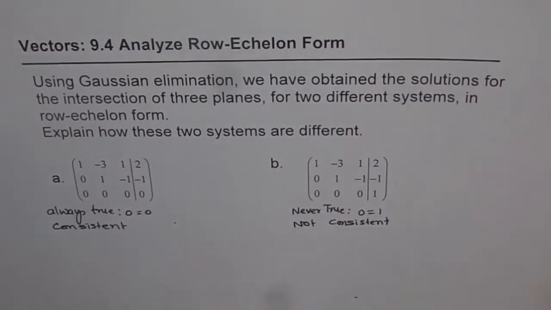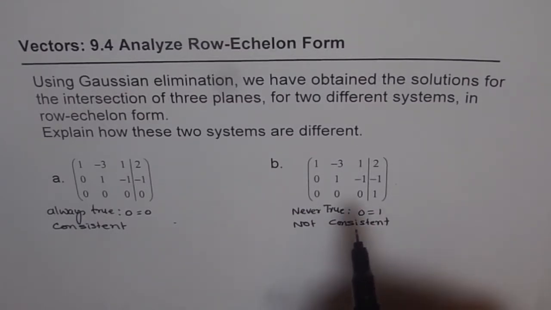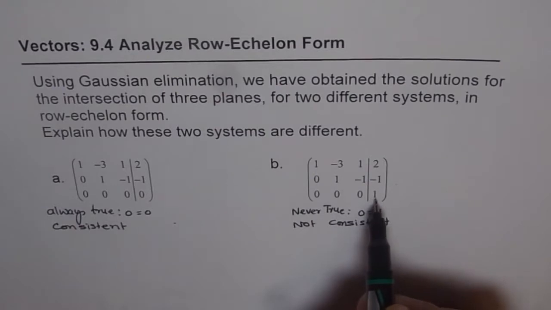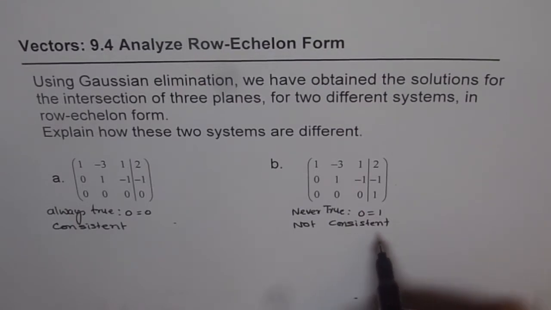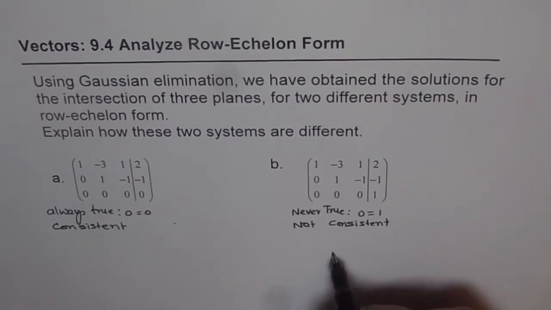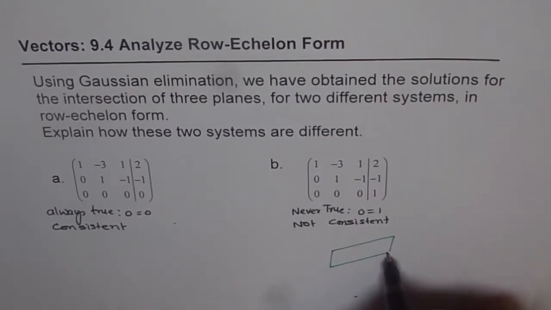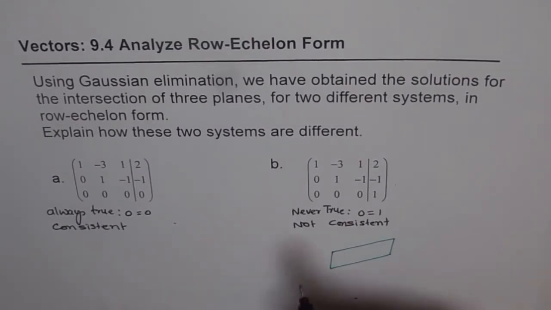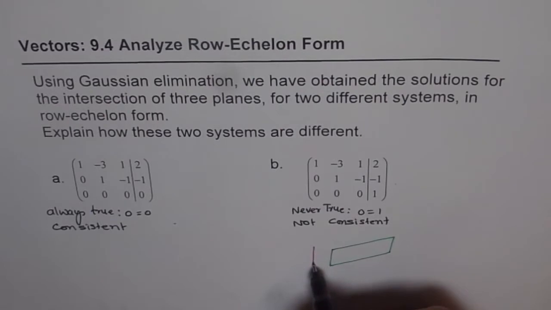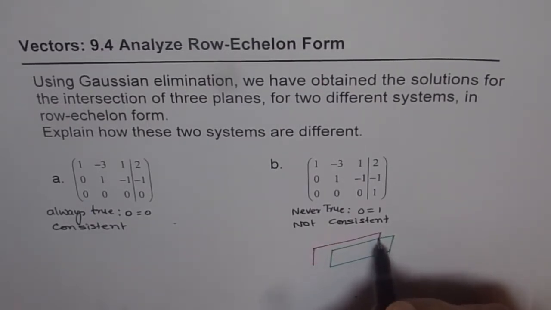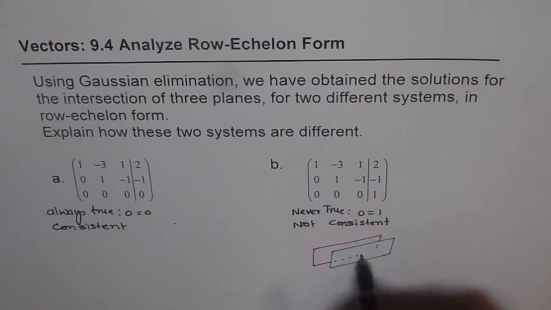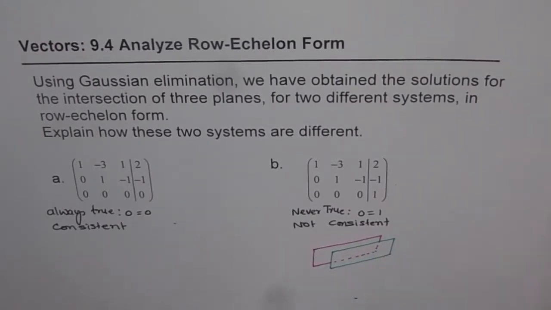Now, what could the systems be? One possibility is that since we get 0 not equal to 0 here, it suggests that two planes could be parallel, and the third one is intersecting them in a line. So this system could be like this. Here is one plane, and let us say the second plane is here, parallel to this plane. And the third plane could be intersecting them in two separate lines.